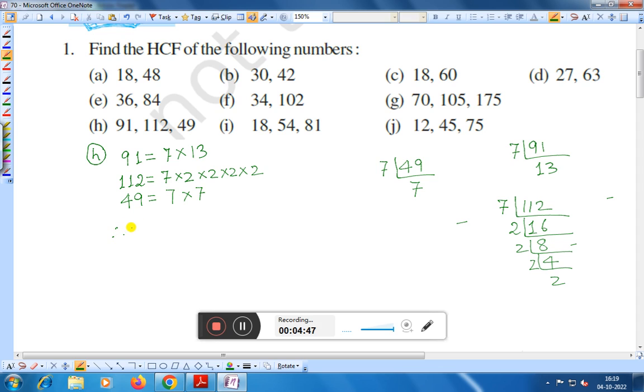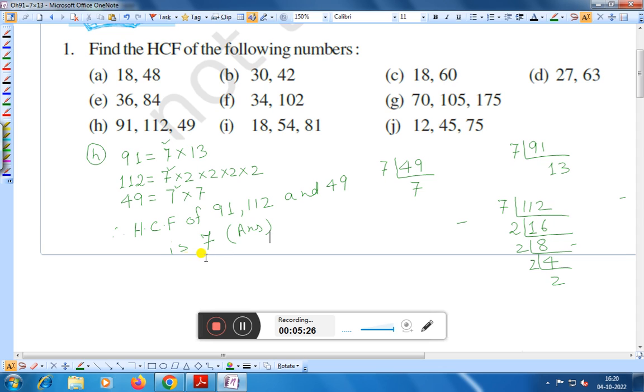Therefore, the HCF of 91, 112, and 49: what is common in all three? You see, 7 is common in all three. Therefore, the answer is 7. The HCF of 91, 112, and 49 is 7. This is the solution of question number H.